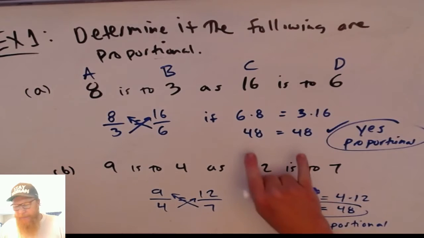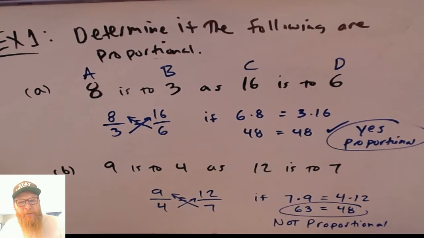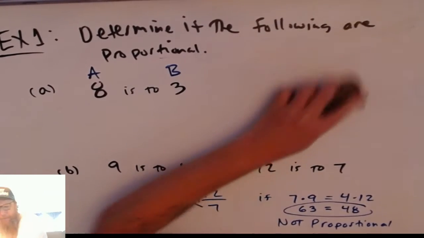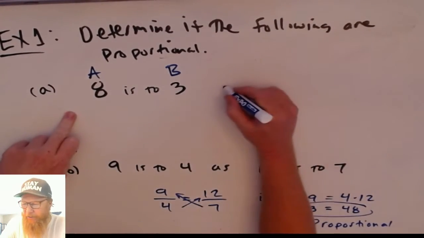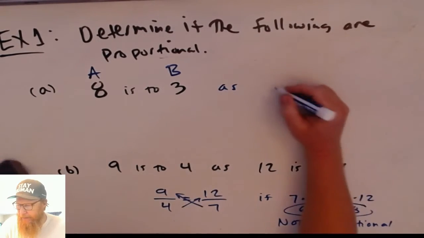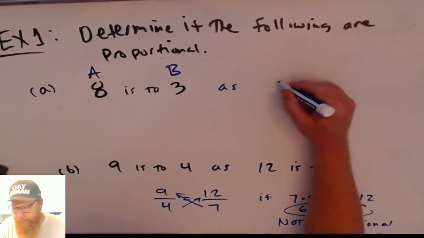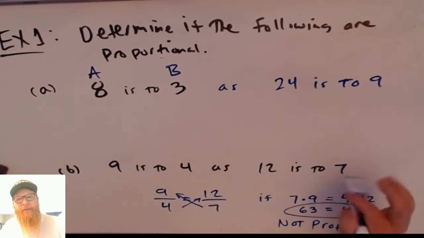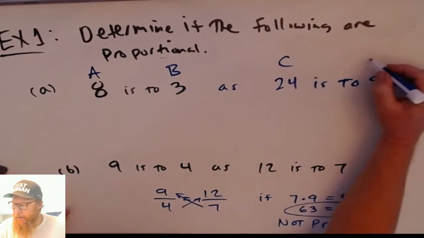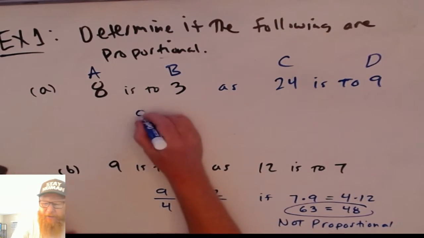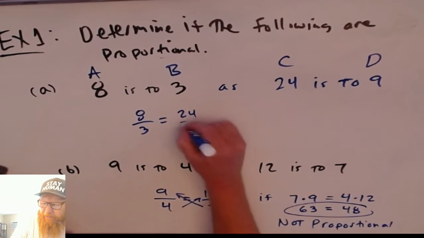Yeah? Because I could give you another true proportion, right? And again, I'm not going to call this a new example, but I could say 8 is to 3 as, I don't know, 24 is to 9. I'm just modifying part A with another true proportion. So you get 8/3 is equal to 24/9.